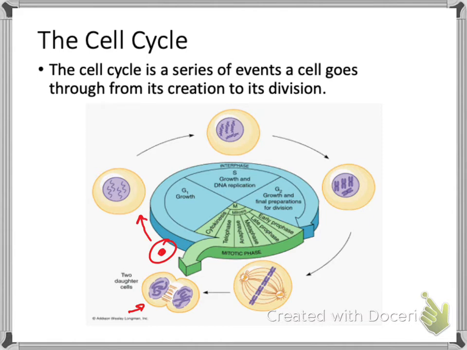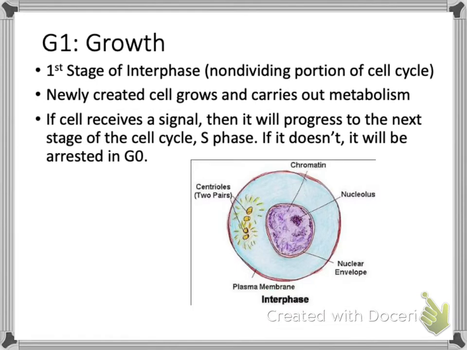G1, S, G2, and then when it's ready, it will do mitosis and physically divide in two, creating two new daughter cells. So in this video, we're going to be focusing on what happens in that G1, S, G2, and M phases. So let's start off with G1. G1 is the first stage of interphase.